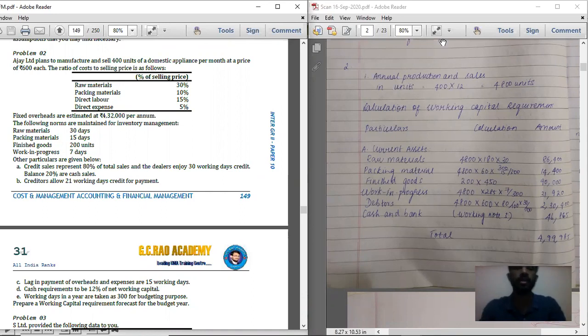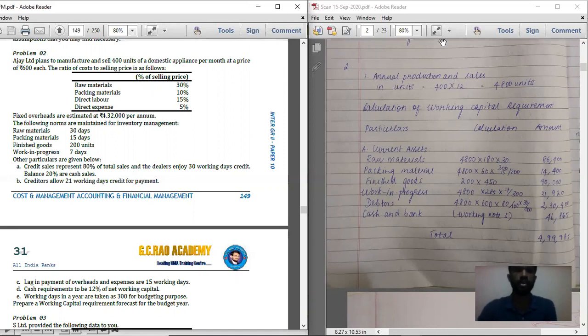See, what they have given is Ajay Limited plans to manufacture and sell 400 units of domestic appliances per month. Per month, 400 units means totally 400 into 12, that is 4,800 units they are selling. Ajay Limited is selling 4,800 units at a rate of 600 each. Selling price per unit is 600.